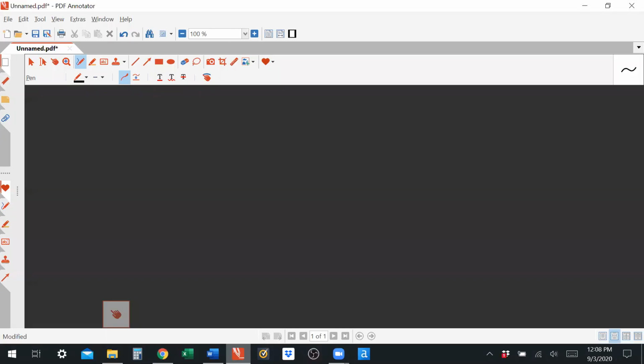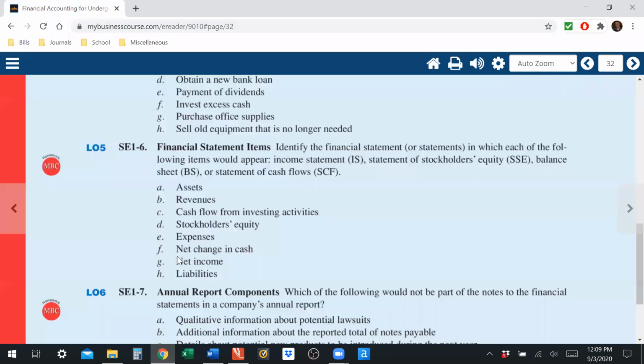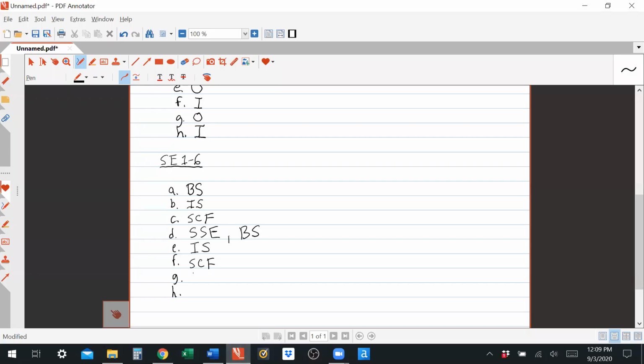All right, let's continue. G, net income. Net income shows where? Tanya, good answer. You're right. It shows both on the income statement first, and then we take net income and it goes on the statement of stockholders' equity. What part, Tanya, of the statement of stockholders' equity does net income appear? There's two things the statement of stockholders' equity shows us. Yes, Tanya, you're right. Retained earnings.